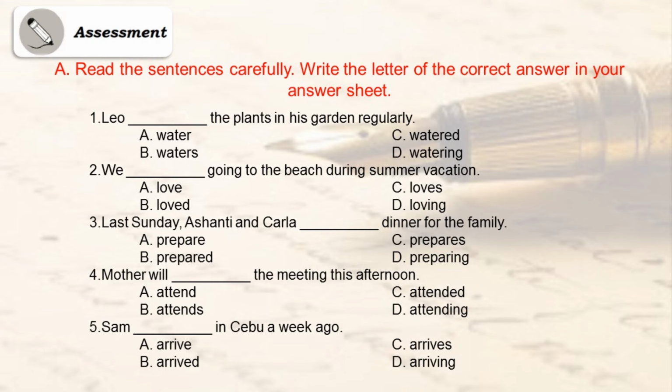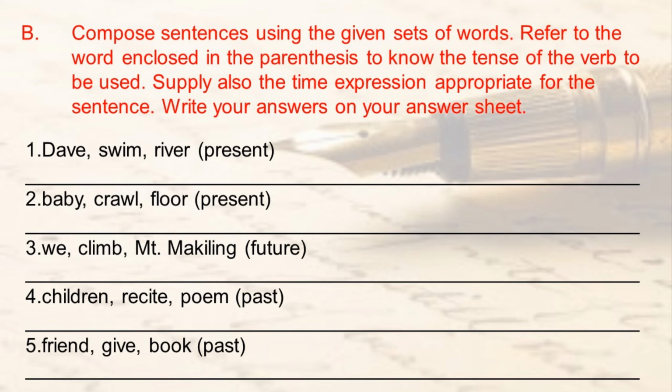A. Attend. B. Attends. C. Attended. D. Attending. 5. Sam blank in Cebu a week ago. A. Arrive. B. Arrived. C. Arrives. D. Arriving. B. Compose sentences using the given sets of words.